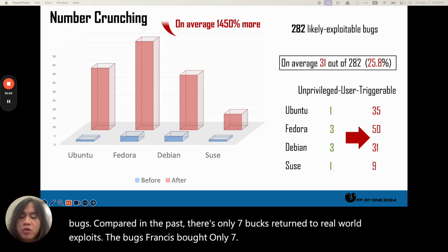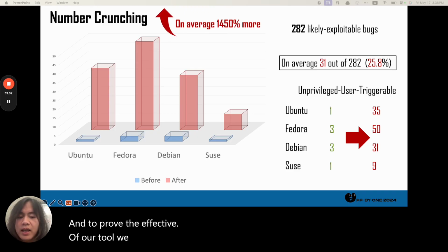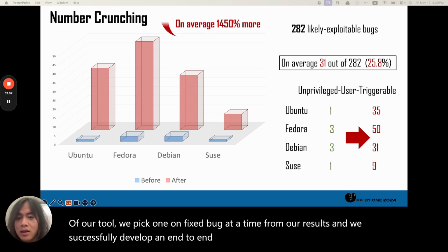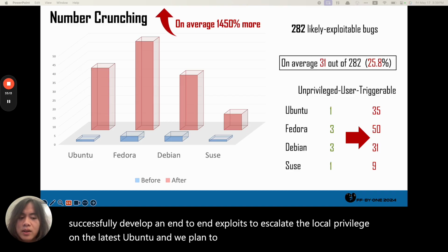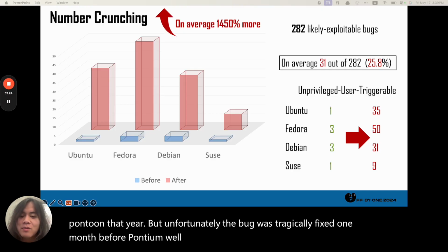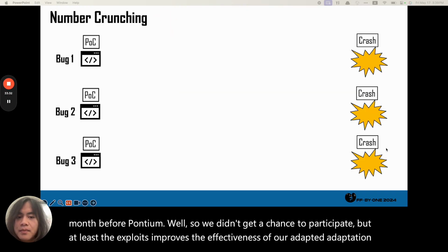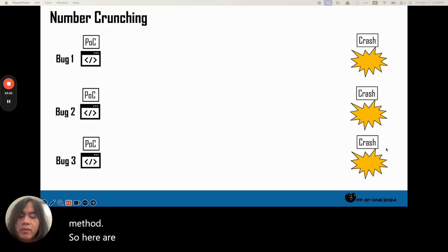To prove the effectiveness of our tool, we picked one unfixed bug from our results, and we successfully developed an end-to-end exploit to escalate local privilege on the latest Ubuntu. We planned to use that exploit to participate in Pwn2Own that year. But unfortunately, the bug was fixed one month before the contest. So we didn't get a chance to participate, but at least the exploit proves the effectiveness of our adaptation method. Here are three case studies that we find interesting.